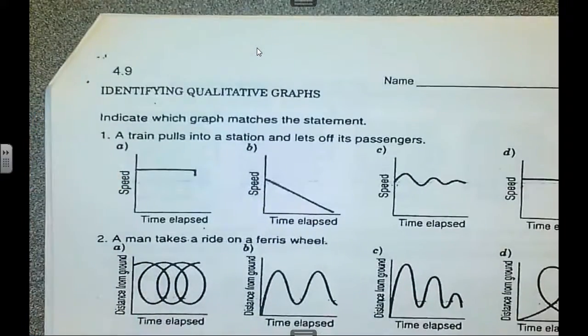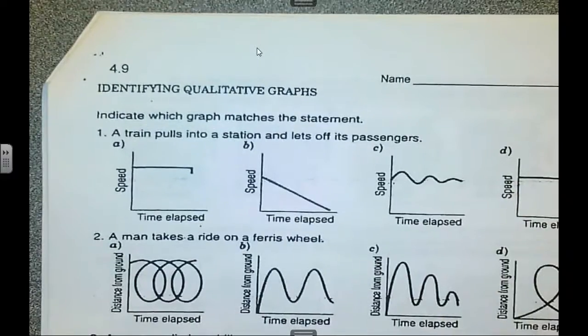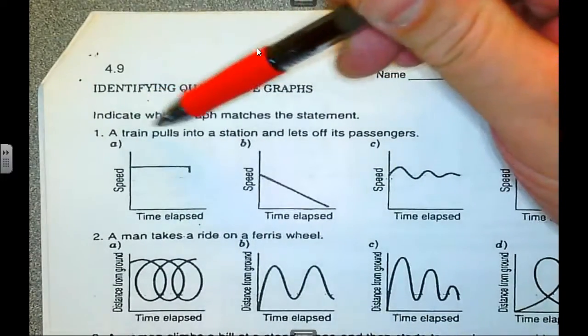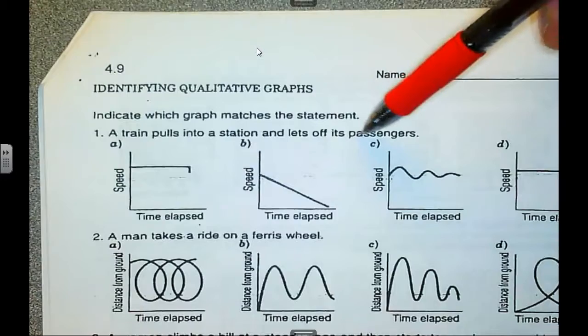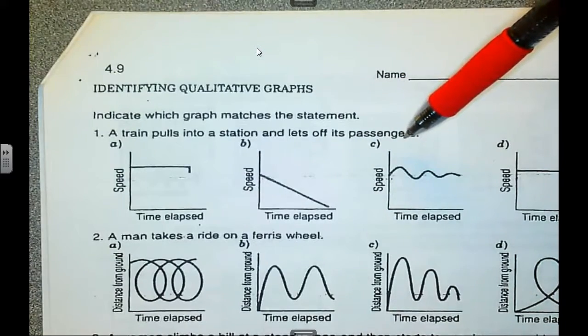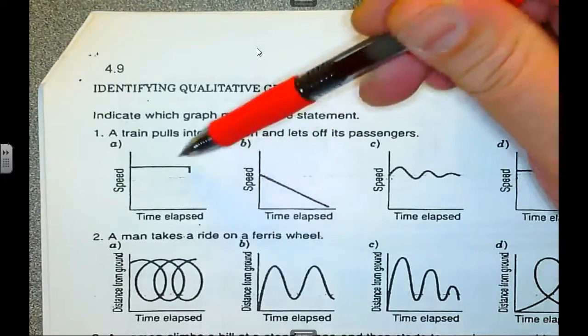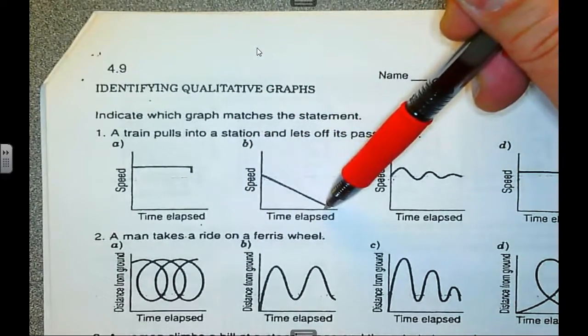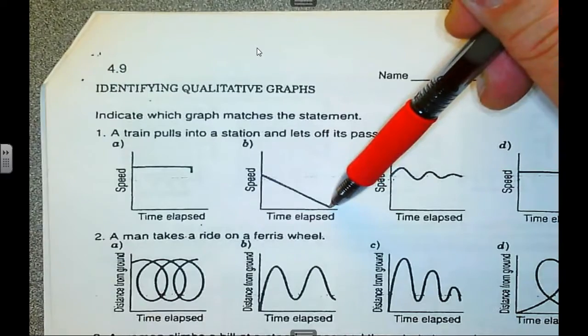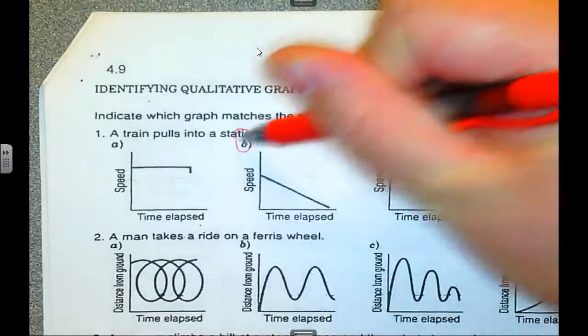Okay, page 3. Number 1, a train pulls into a station and lets off its passengers. So the speed of the train is going to decelerate until the speed drops to 0. So it's got to be B.